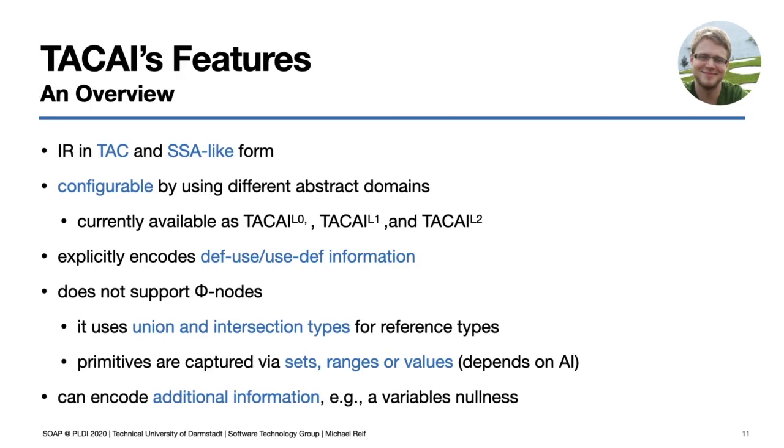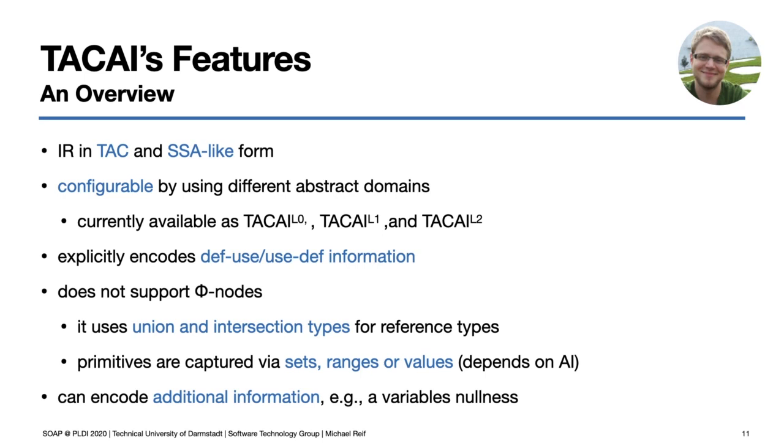Our intermediate representation called TACAI has several features. At first, it's an IR which is in three-address code, and it is also an SSA-like form. It's only SSA-like, I will come to that in a second. As I just said, you can configure it by using different abstract domains which influence the AI construction. Currently, we have 3 representations available from the 3 abstract domains that are pre-configured in OPAL. We have TACAI L0, L1, and L2, and those explicitly encode the use-def and def-use information. They are just available in the IR and you can access them.